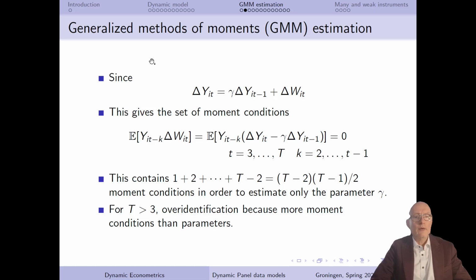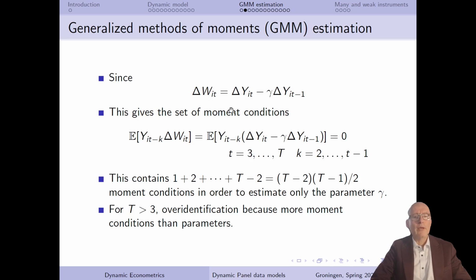Then we can once again look at our first difference specification: delta y_it is equal to gamma delta y_{i,t-1} plus delta w_it. We can rewrite this a bit. I can bring this to the left hand side and write it the other way around to get that delta w_it is equal to delta y_it minus gamma delta y_{i,t-1}. Well, we did already have our moment conditions: the mean of y_{i,t-k} multiplied by delta w_it must be equal to 0 for t going from 3 up till capital T.